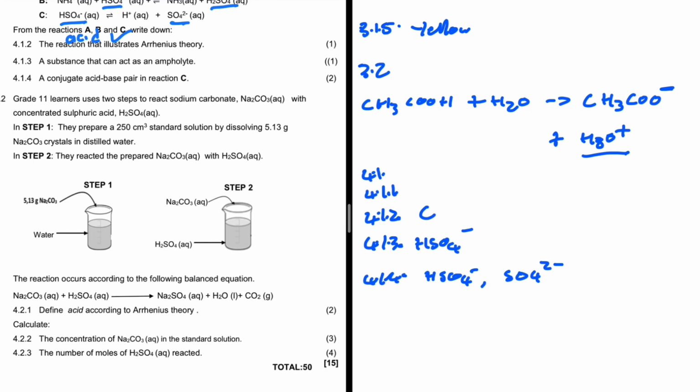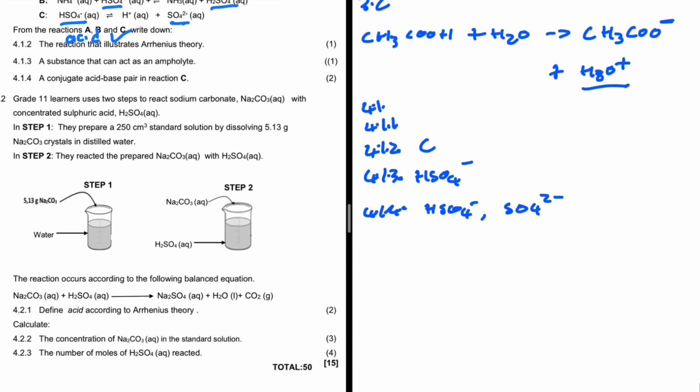Okay, 4.2. Grade 11 learners use 2 steps to react sodium carbonate with concentrated sulfuric acid. In step 1, they prepare 250 centimeter cube standard solution by dissolving 5.13 grams of Na2CO3 crystals in distilled water. They reacted the prepared Na2CO3 with H2SO4. The reaction occurs according to the following balanced equation.